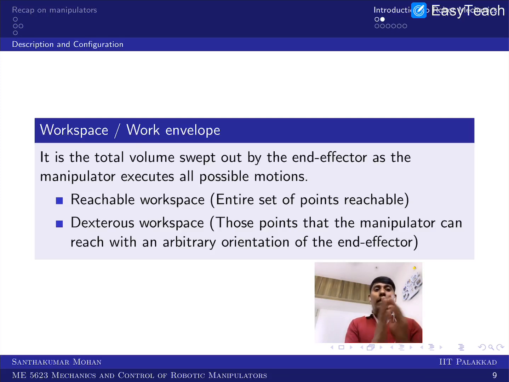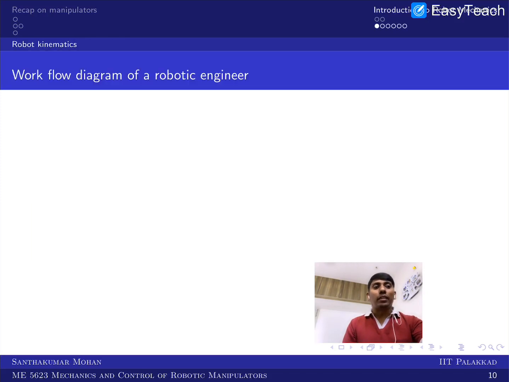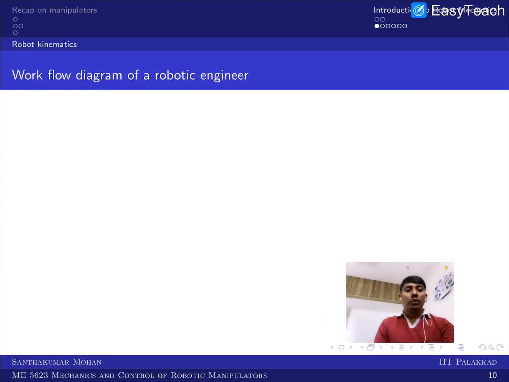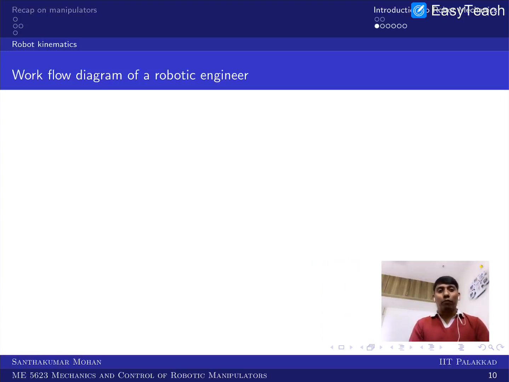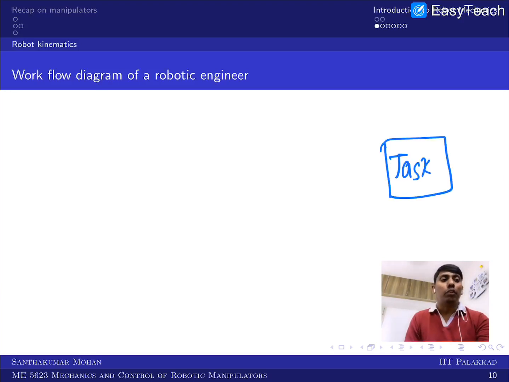So now we have probably got a basic definition and an idea behind the manipulator. Now we will move further to the mechanics. What does that mean? We are seeing why the mechanics is required. For that I am putting up a workflow diagram. It need not be a robotic engineer; anybody who is going to get this. So what we are going to get as a task? The task to be completed would be given to us, any robotic engineer.